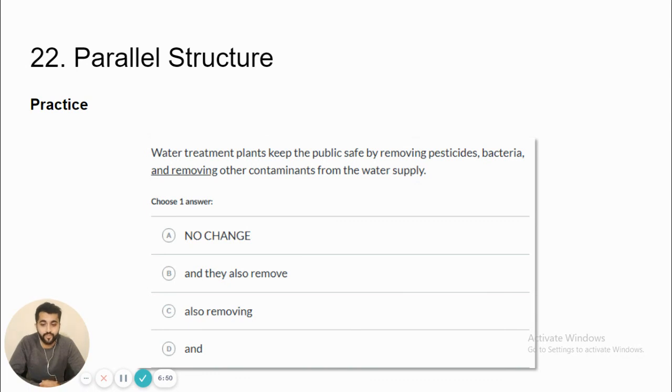Right, so this is it for parallel structure. This is how you handle them. In the next video, we will cover another grammar topic.